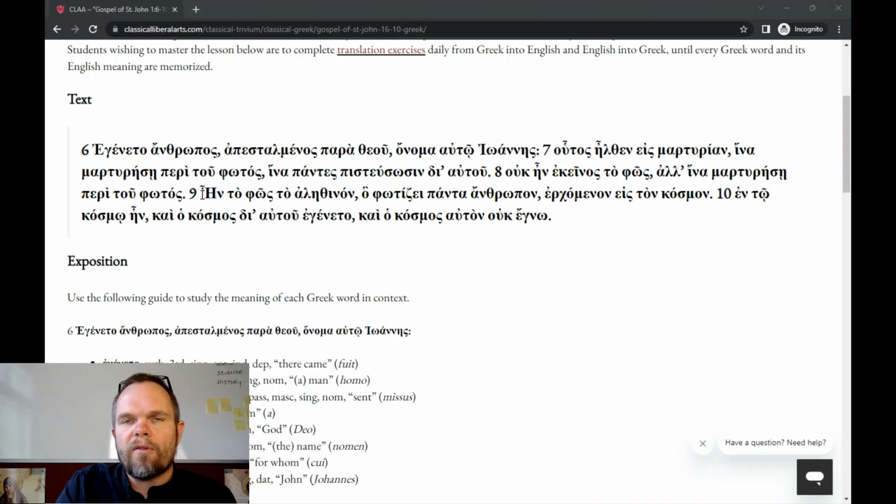Verse 9. Notice that verse 9 begins with an uppercase eta. Looks like an H in English, but this is an uppercase eta. So this is ein. Have we seen ein yet in this passage? Let me just see real quick. A lowercase ein. I don't see it. Anyway, this is ein. Ein to phos to alethinon. Just read through it slowly. Alethinon, with an acute accent at the end.